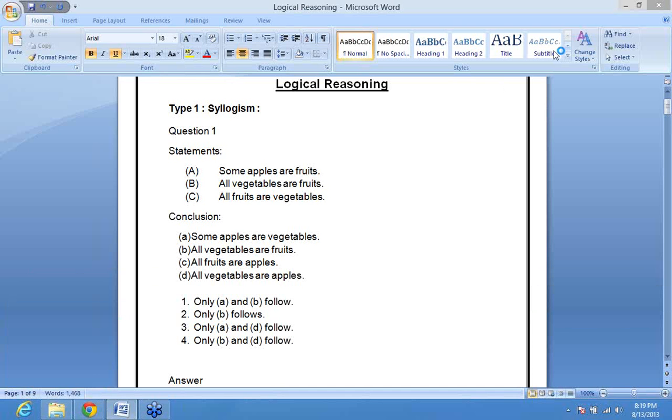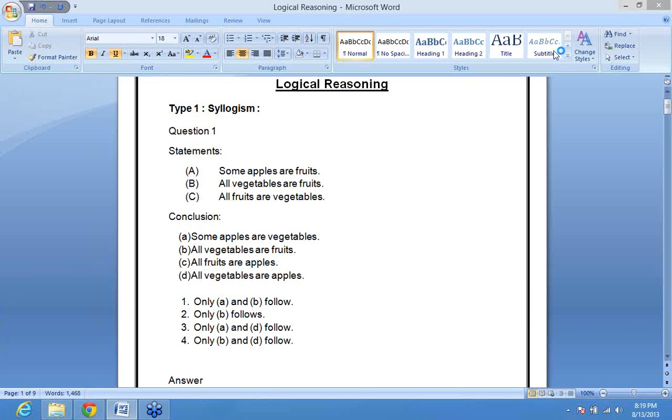So we see that statement B, all vegetables are fruits, is a conclusion, so that is going to be correct. And you can definitely determine that some apples are vegetables can also be concluded, because some apples are fruits and all fruits are vegetables.